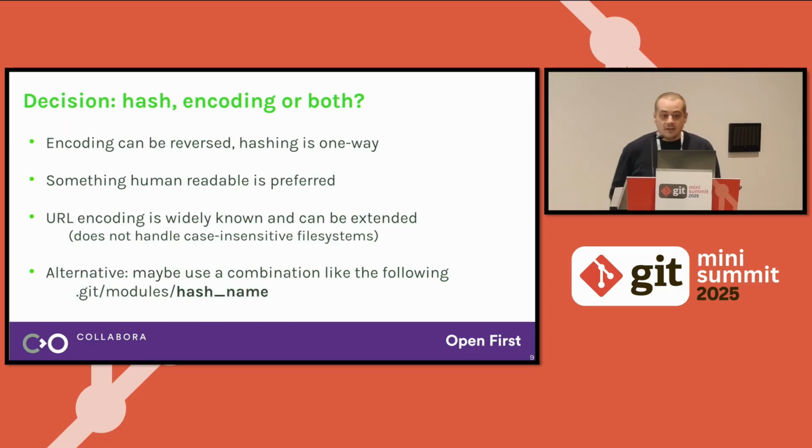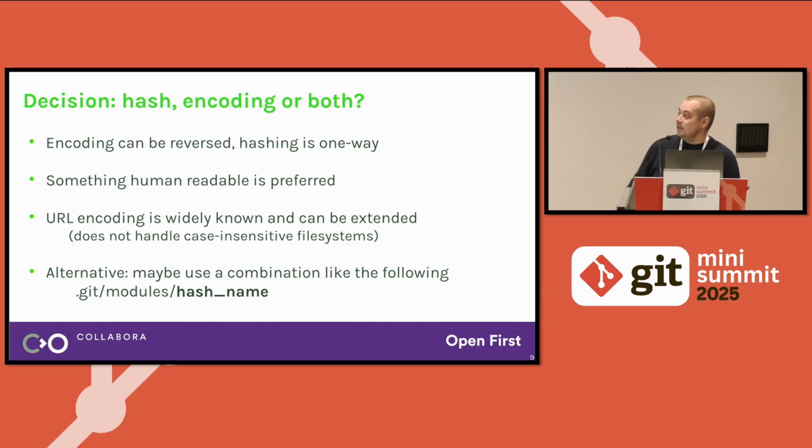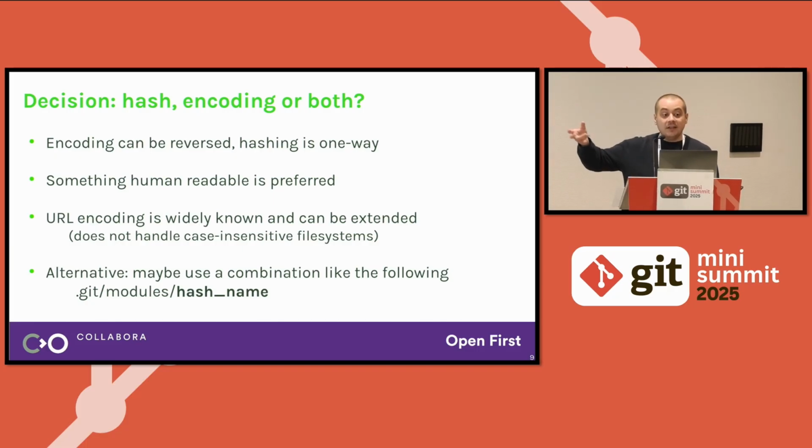Now, we have to make a big decision here. What do we use for the encoding, right? We can use encoding, we can use hashing. Encoding can be reversed. Hashing is one way. If you hash the names, you lose the human readability of the names. We could even do a combination, like using hash and the name. That's something which I do not have in my patch series, but it can be added.